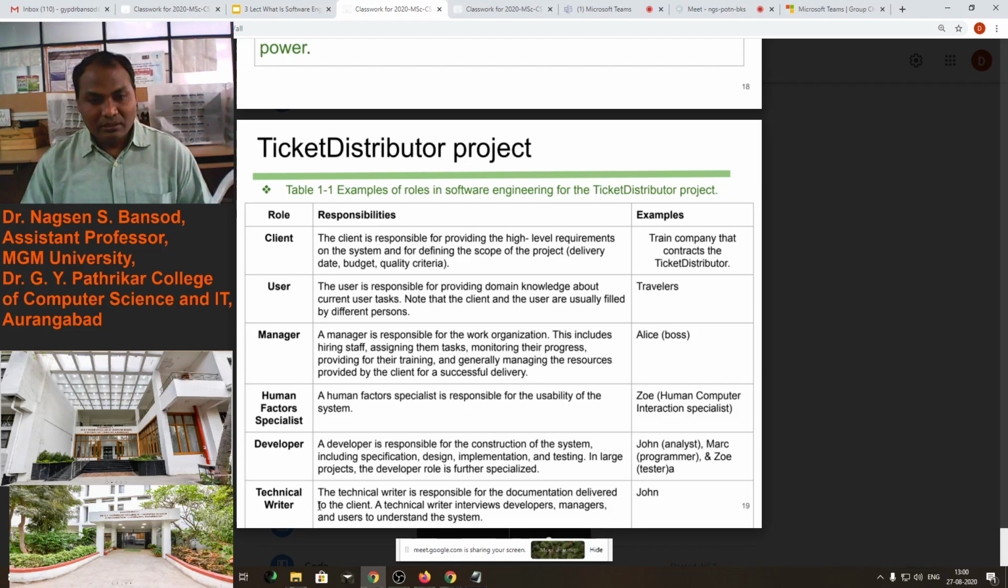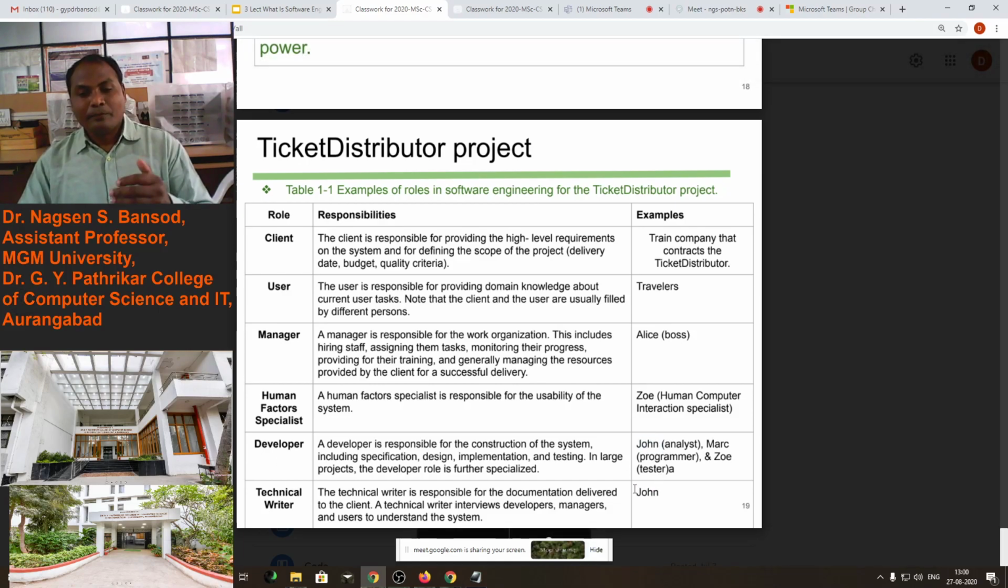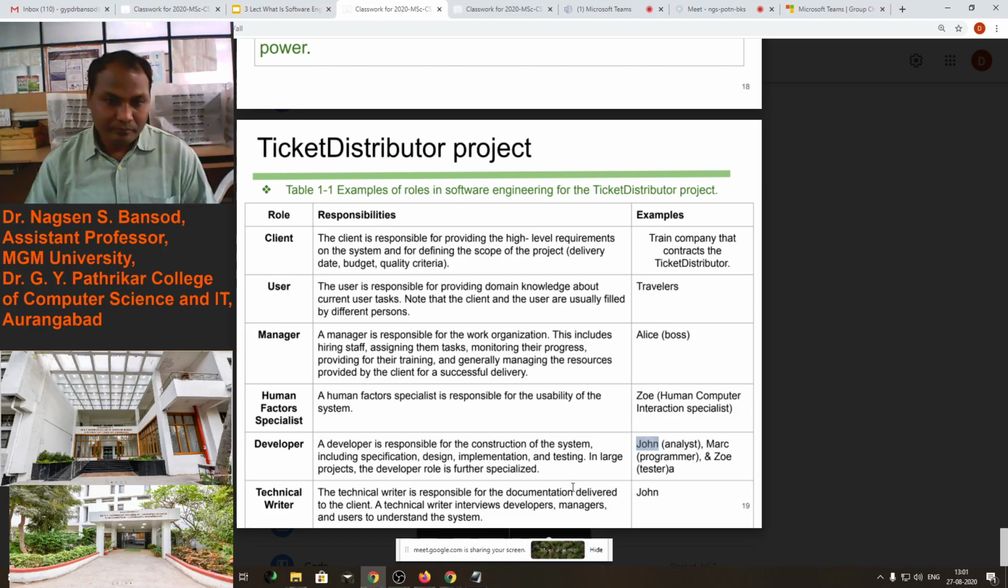Technical writer. The technical writer is responsible for documentation delivery to the client. A technical writer interviews the developers, managers and users to understand the system. John is performing two roles. One is the developer and another is the technical writer. So one person can perform multiple roles. In a small industry, various roles should be followed for the client and the employee.